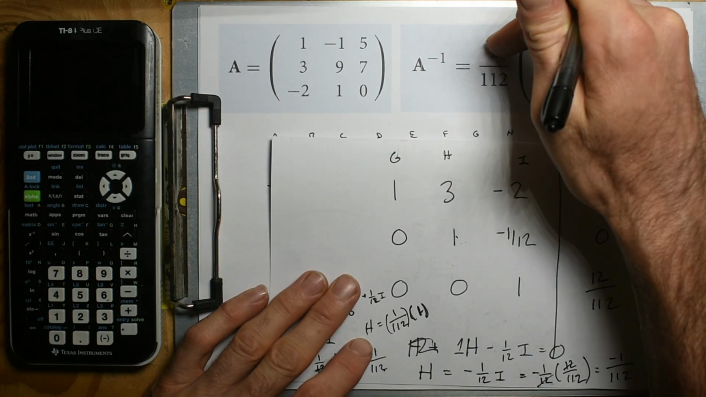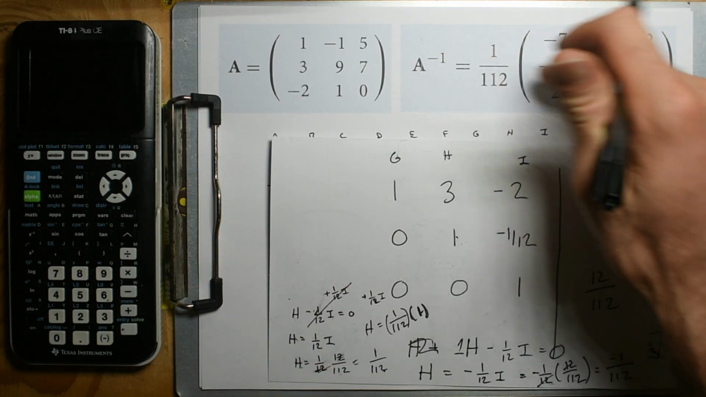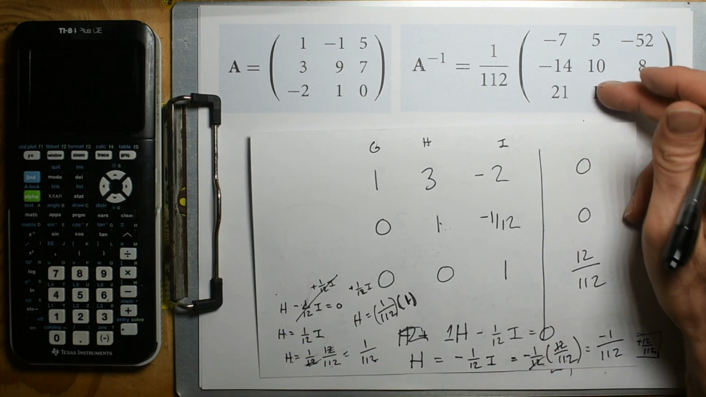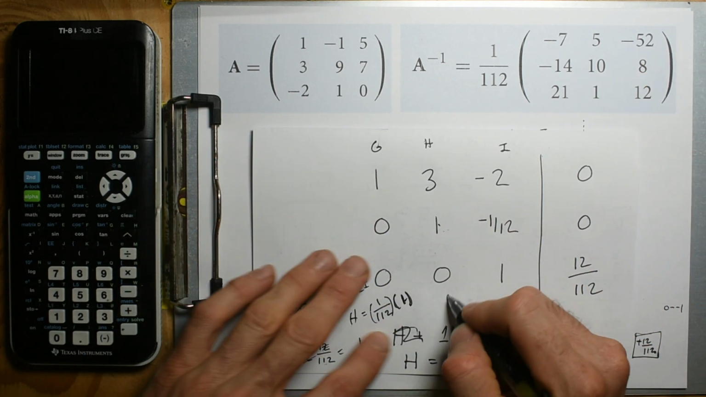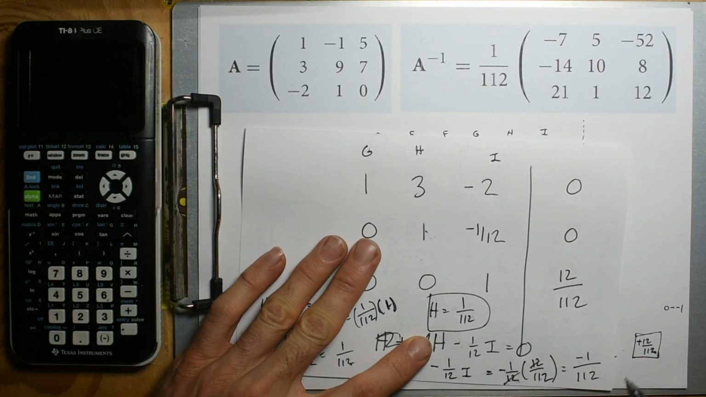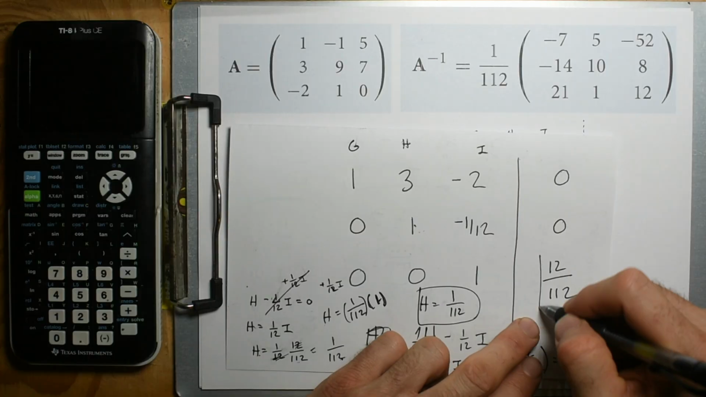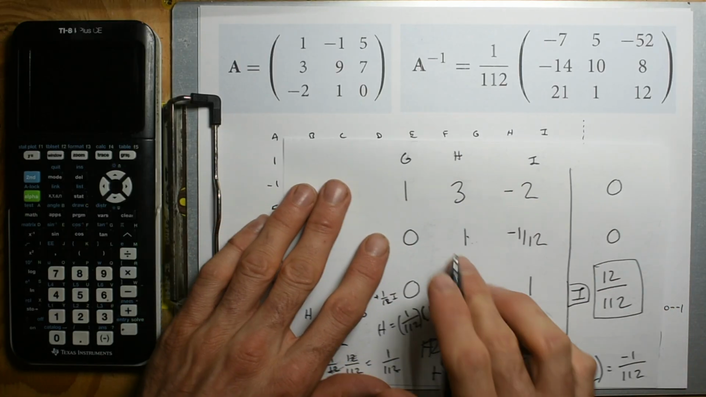1 times 1 divided by 112, or 1 divided by 112, is that value. So that's what we have for that value, and that checks out. Alright, now we have our value for H. H is equal to 1 divided by 112. And then 12 divided by 112 was going to be I. And now we're going to find G.